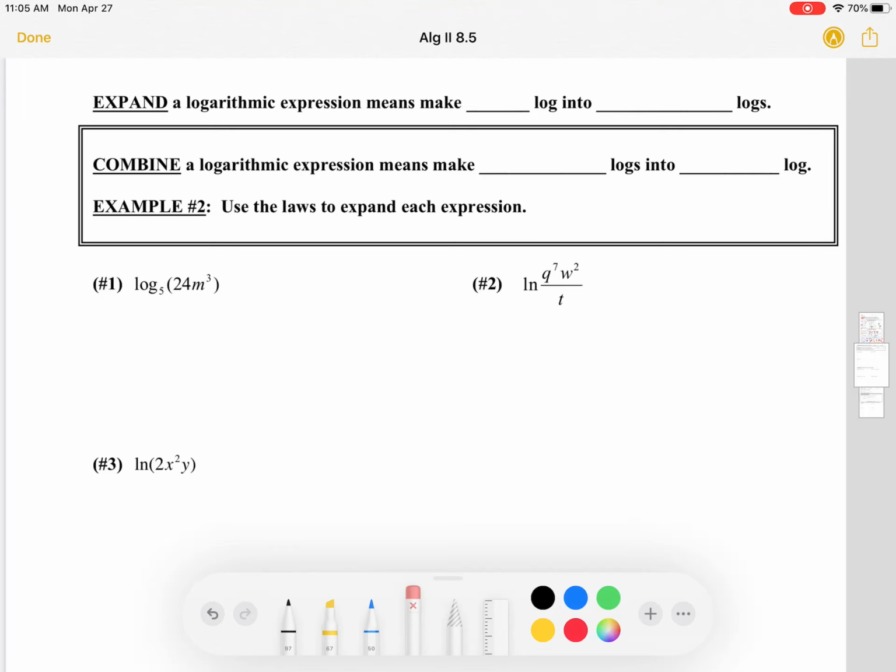Hello everybody, we are going to move on with our 8.5 notes. We are on the second page today. Today we're going to talk about expanding and combining.